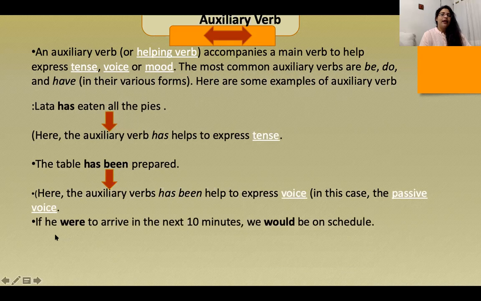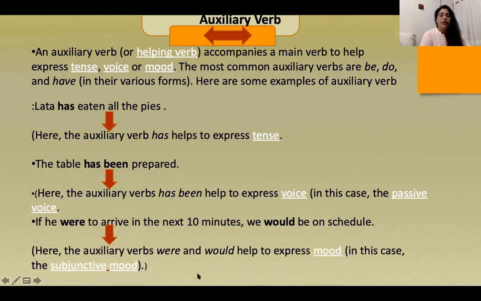Then if I say, if he were to arrive in the next 10 minutes, we would be on schedule. Here, the auxiliary verbs were and would help to express mood, in the case of subjunctive moods. They express the moods of it. So basically, auxiliary verbs are helping verbs. Along with a main verb, they help in identifying or giving a clear-cut expression to a tense, a voice, or a mood.